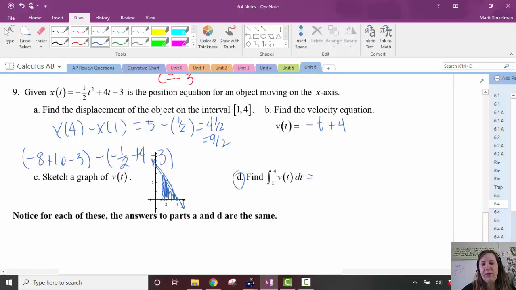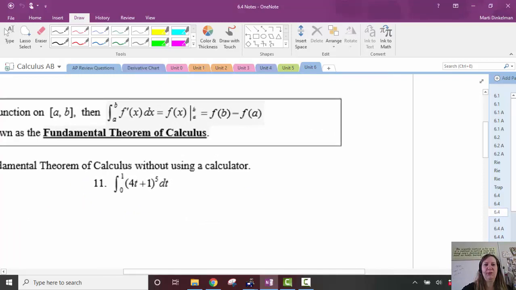So let's see. From 1 to 4, the base is going to be 3. The height at 1 is going to be 3 divided by 2. Guess what? 9/2. Okay, so again, notice, like he said, that the answers to A and D are the same.